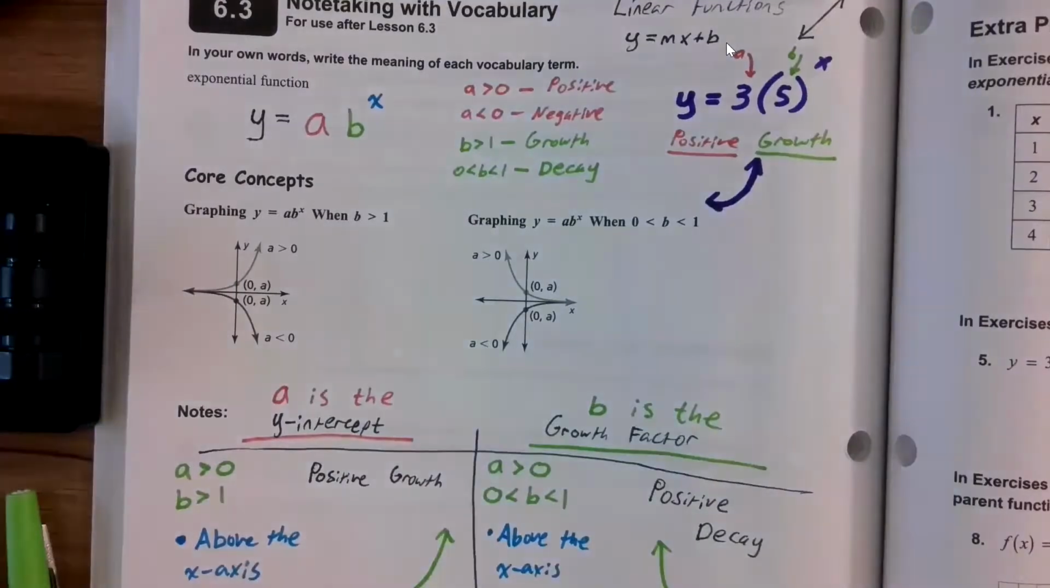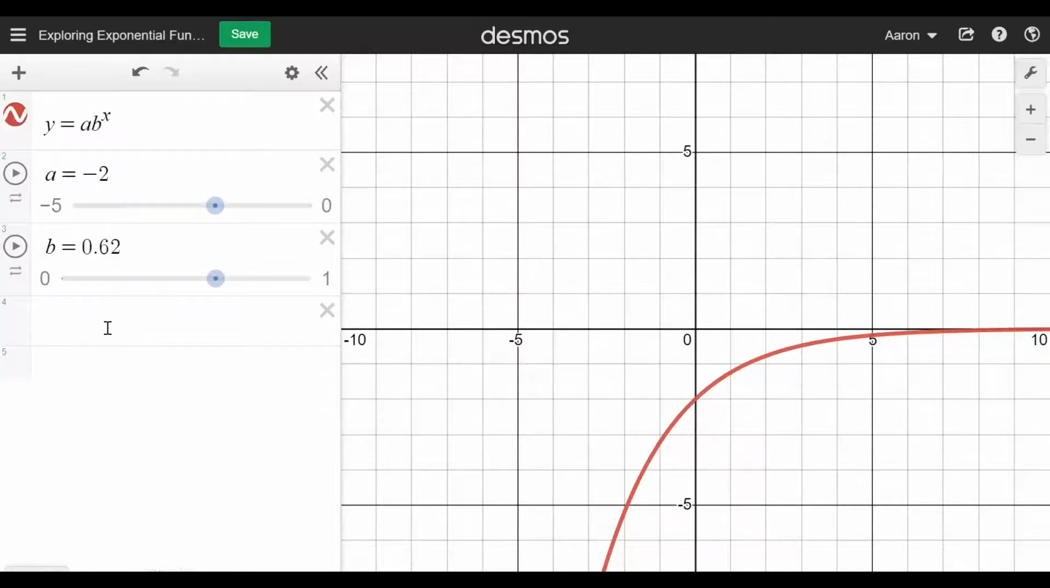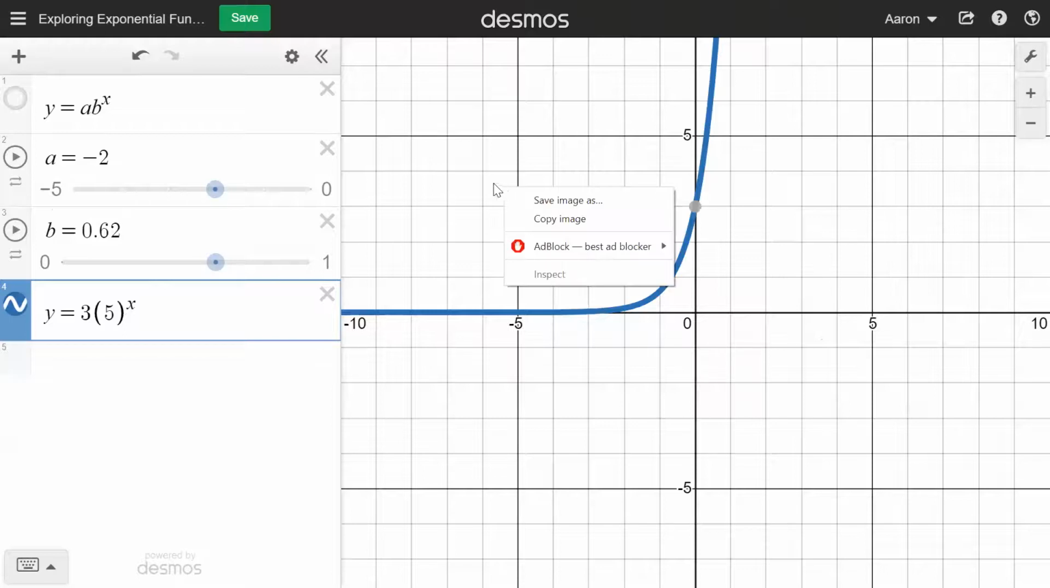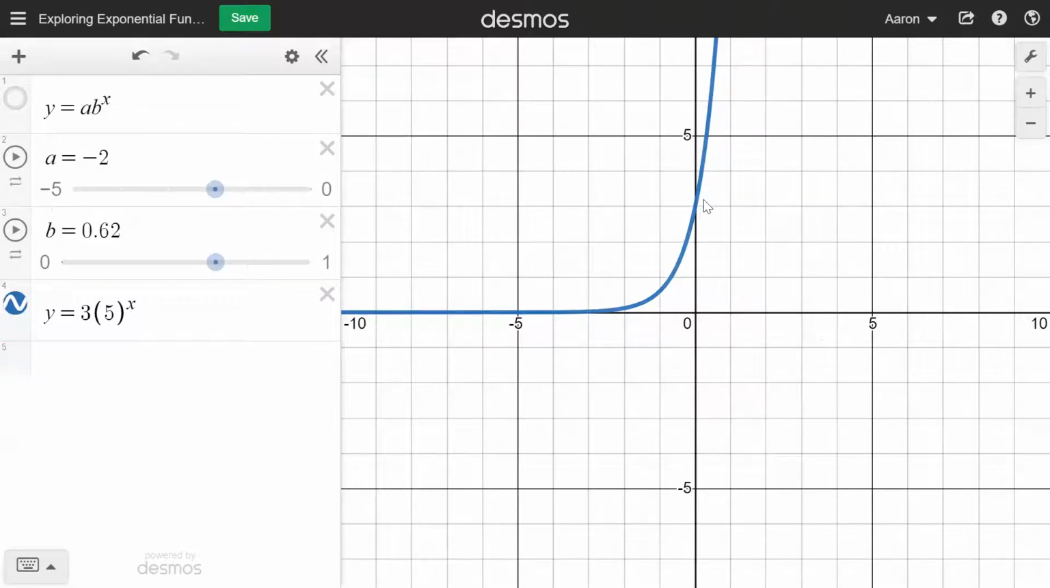Don't believe me? Let's go back to Desmos and try it out. Here is our previous graph. I'm just going to remove that one real quick. And I want to see what happens when I plug in y equals 3 times 5 to the x power. And lo and behold, what do we have? We have our graph. It looks exactly like we predicted. It has positive growth.